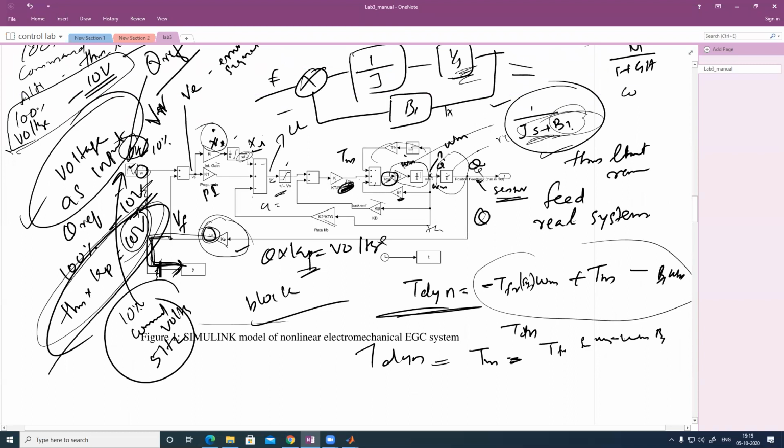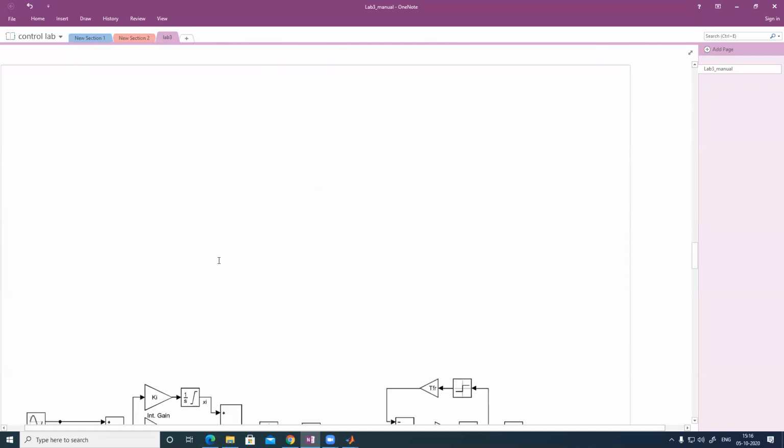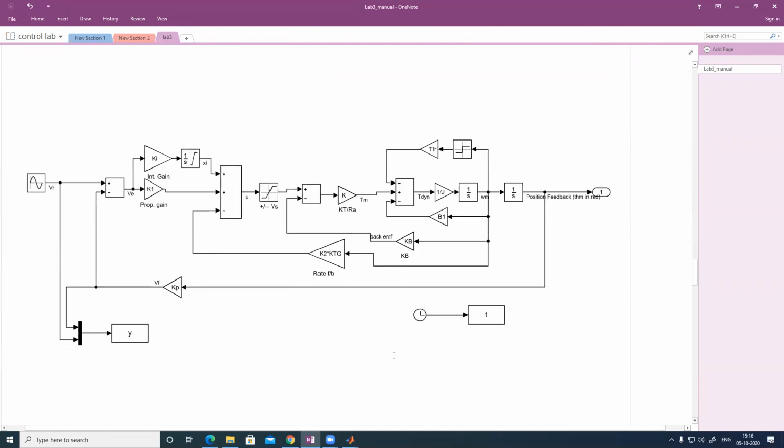From the last lab, there is a change. This 1 by J and 1 by s plus B1 is in the feedback path, and this integrator limit is removed. And this Kp, earlier it was in the forward path, is changed to Kp in the feedback path. Those are the only changes here. This 1 by Js plus B1 is changed like this, but it remains the same, and the integrator limit is changed. This one you can directly connect here. If you are not using this mux, that is also fine.